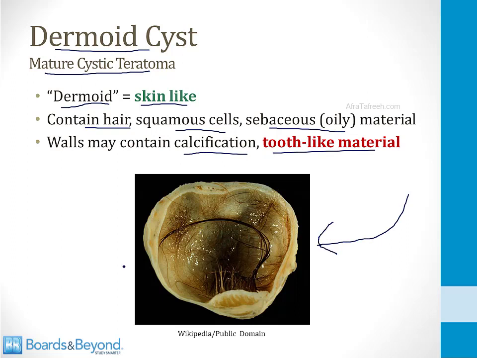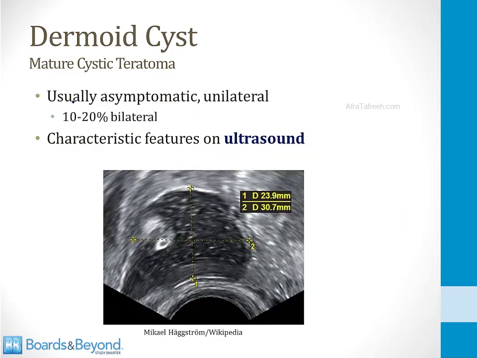You can see that it's hollow and therefore cystic. You can also see that it contains hair cells, and you can also see the oily sebaceous material. Dermoid cysts are usually asymptomatic, so in a board question, this is most likely going to be described as a young woman or girl who presents with a mass in her pelvis but has no symptoms at all. They are usually unilateral, although in a small minority of cases they can be bilateral.